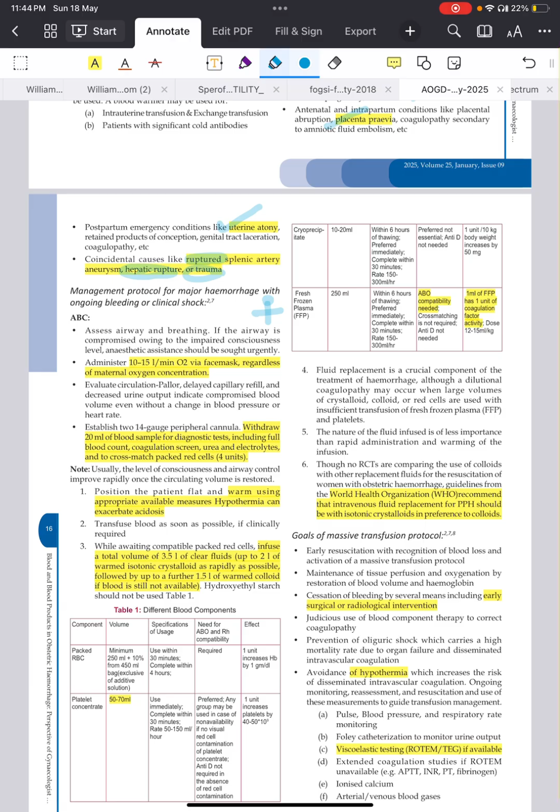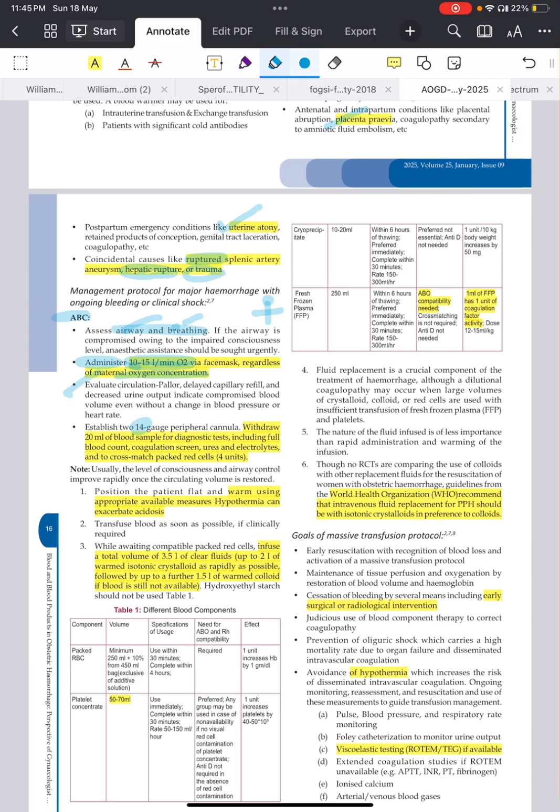What will you do? You do ABC. So you use the airway and breathing. You'll administer the airway and breathing. Then you administer the circulation. Sorry, you'll administer the oxygen, that is 10 to 15 liters per minute. Whatever the oxygen saturation, you should give oxygen. Then you'll do the circulation.